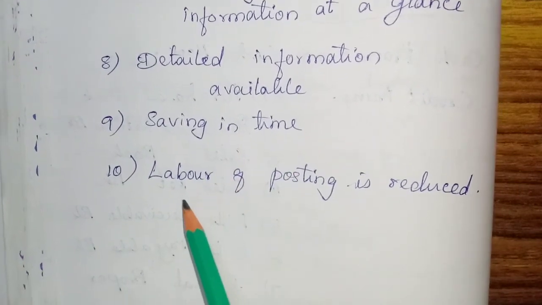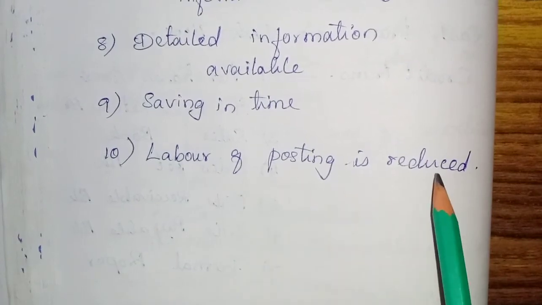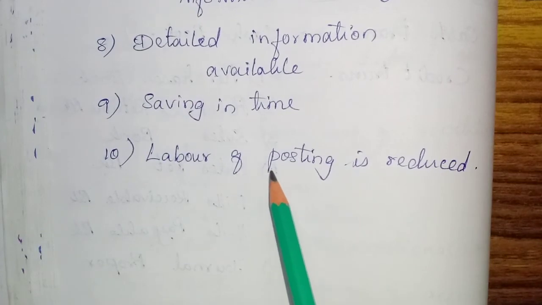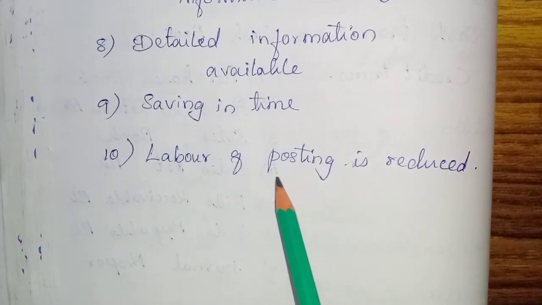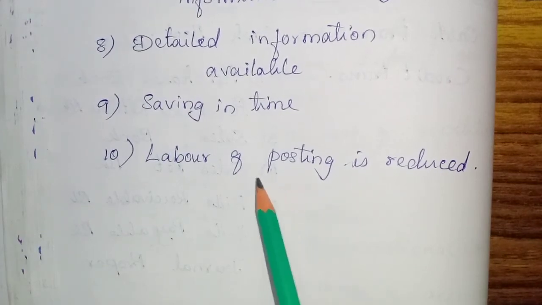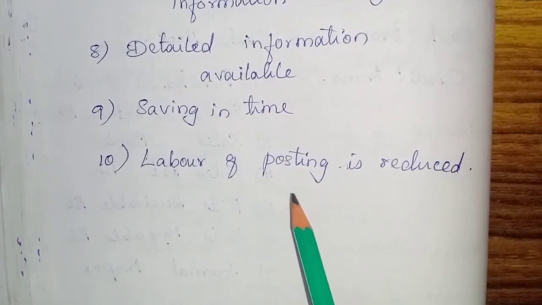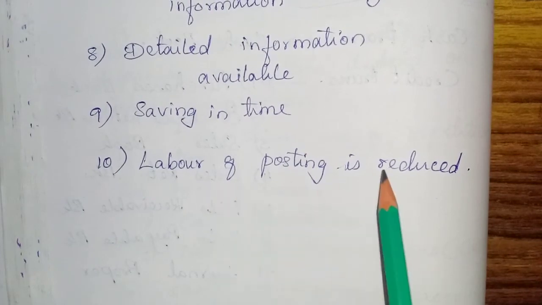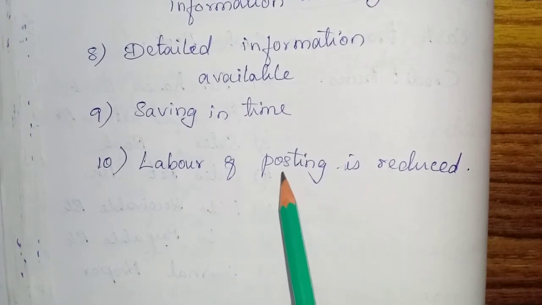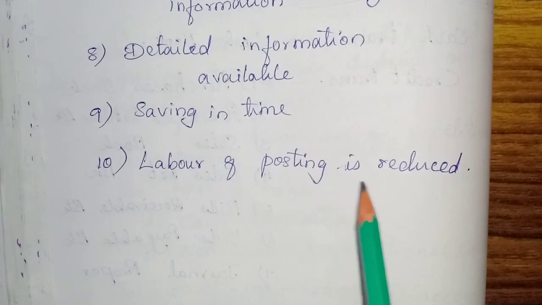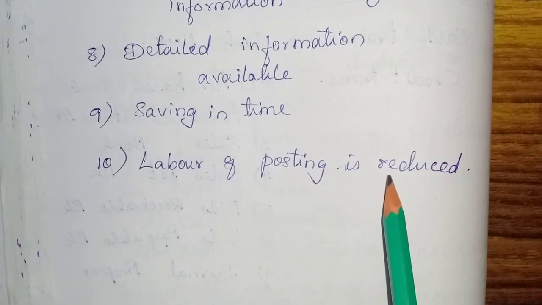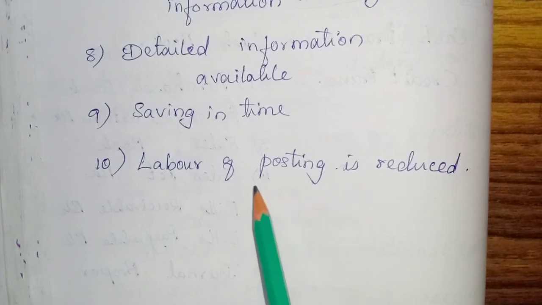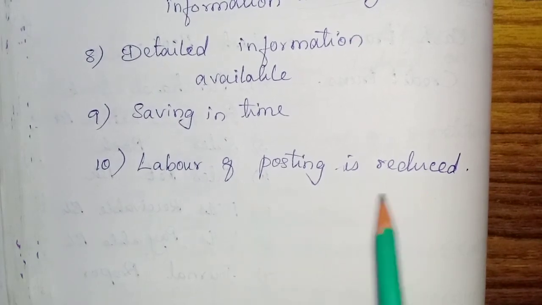Then next one, labor of posting is reduced. Posting from the journal entry, each one should be posted to the purchases account, sales account. That is saved here. Labor of posting is reduced, that means the work of posting. We directly enter in the purchases book and only one entry we have to write in the account. So posting is reduced.